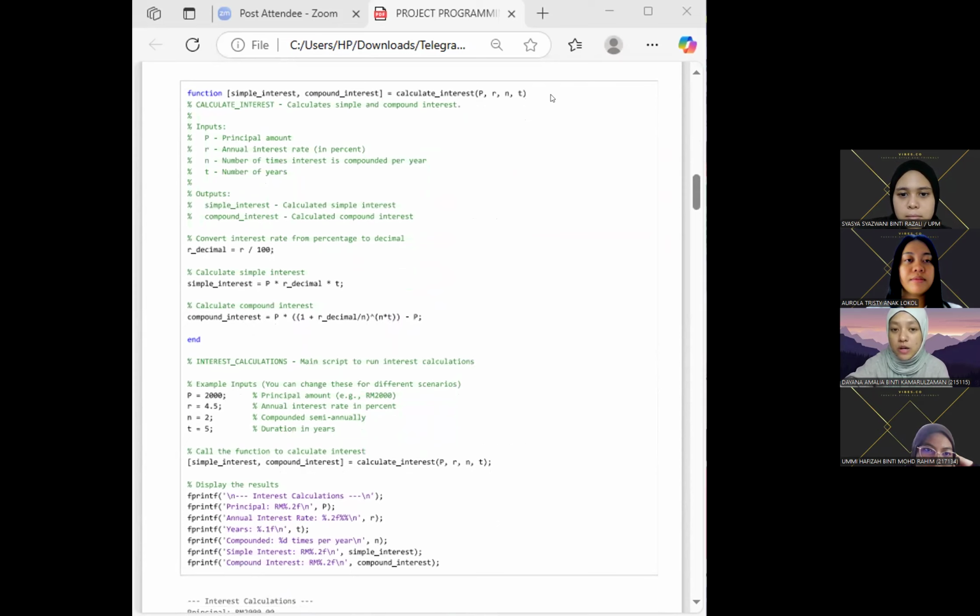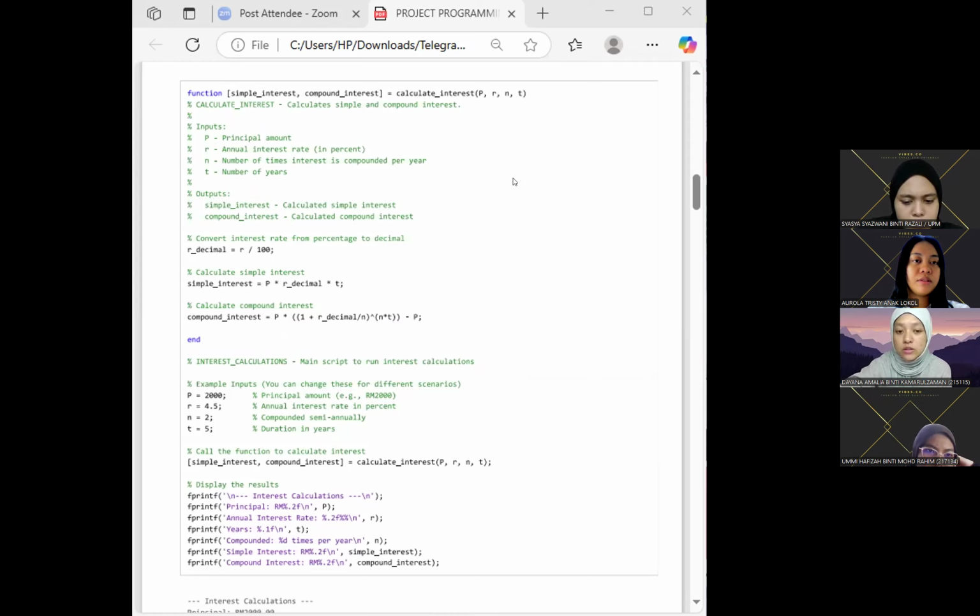We start with the function calculate_interest. This function takes all input values. First of all is P, which is the principal or starting amount. Next is R, the annual interest rate in percent. Next, N, the number of times interest is compounded per year. And the next one, T, the time in years.